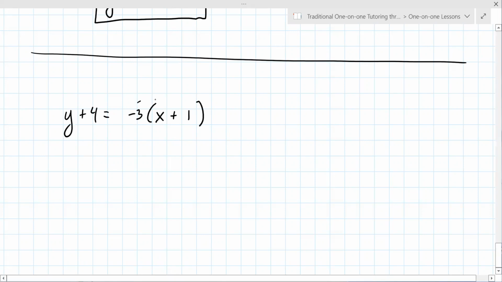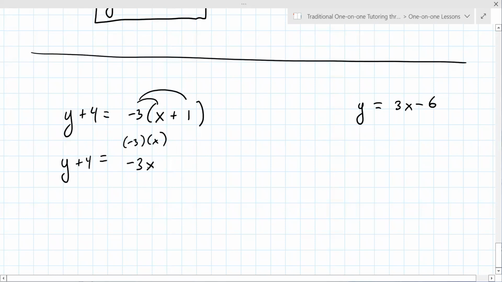I think my answer is y equals 3x minus 6. Okay. So let's take a look here. You're multiplying in -3 times x. So that's -3x. And then -3 times +1 is -3. So there's already an issue with your answer. Oh my gosh, it should be negative. Okay.